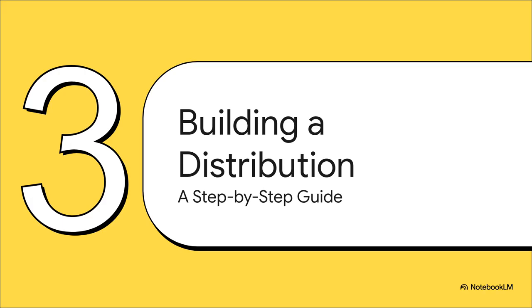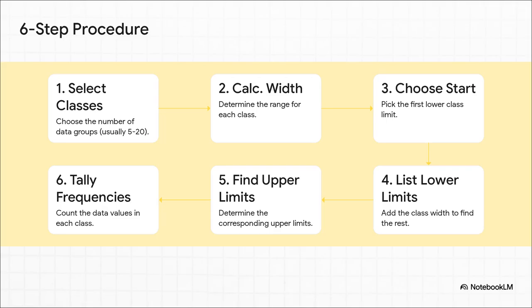All right, vocabulary lesson is over. Now for the fun part. Let's actually take that chaotic mess of LA commute data and build our own frequency distribution, step by step. It's a pretty straightforward 6-step process. We're going to decide on how many groups we want, calculate how wide each group should be, pick a good starting point, lay out the whole structure, and then, the final and most important step, actually go through our raw data and tally everything up.